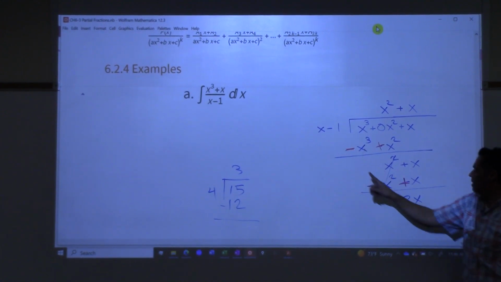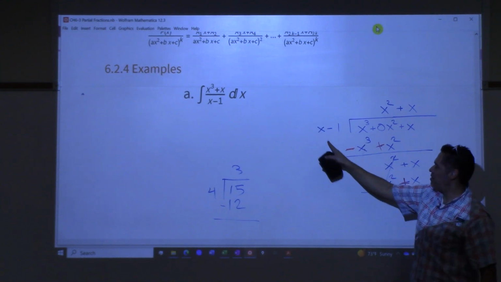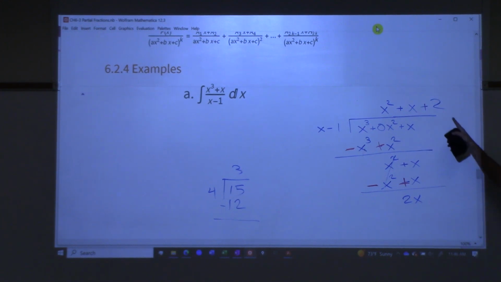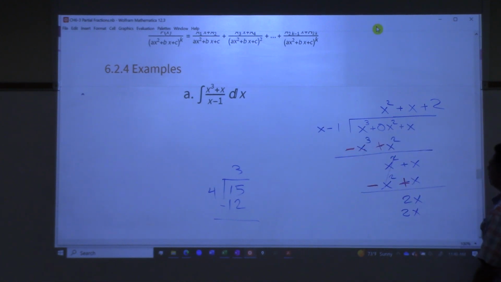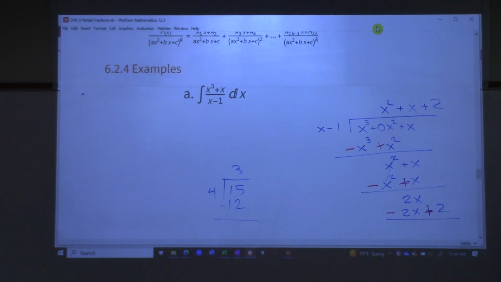What do you multiply x by to turn it into 2x? 1. No, 2. X times 2 is 2x. And now we do it again. 2 times x is 2x. All right, 2 times negative 1 is negative 2. And then we come through again and we subtract, so it changes the signs. This becomes minus, this becomes plus. We add down, these go away. This becomes a 2. We stop when this can't be turned into this without using a fraction.